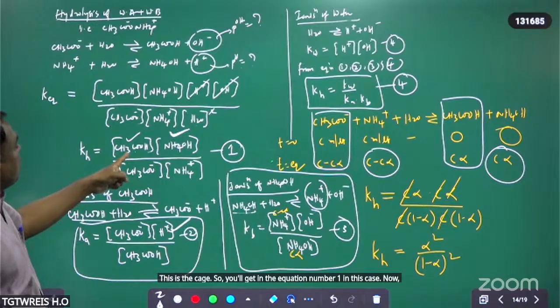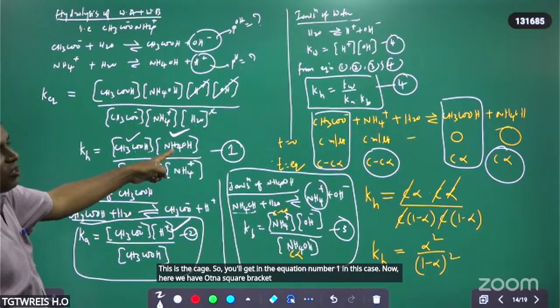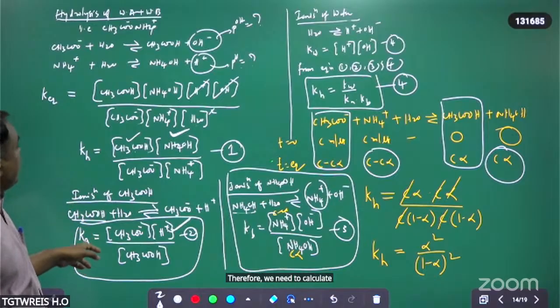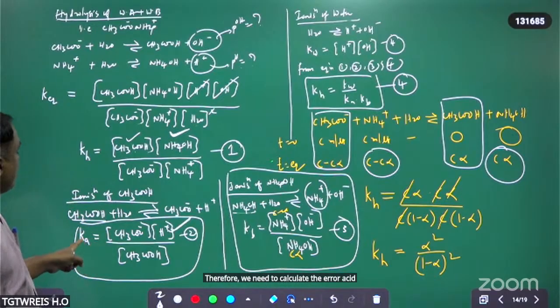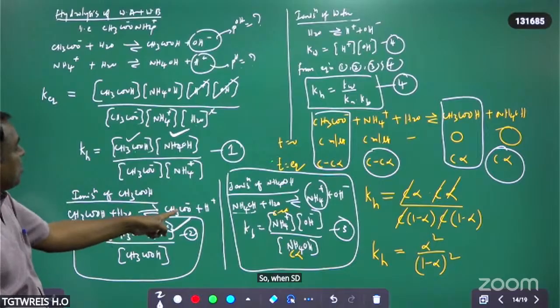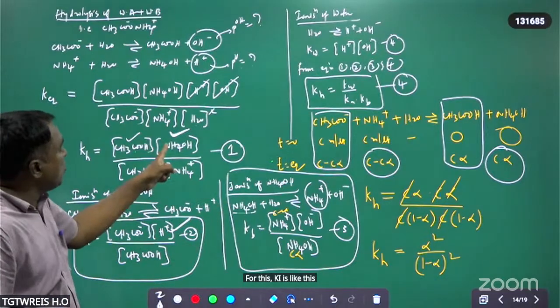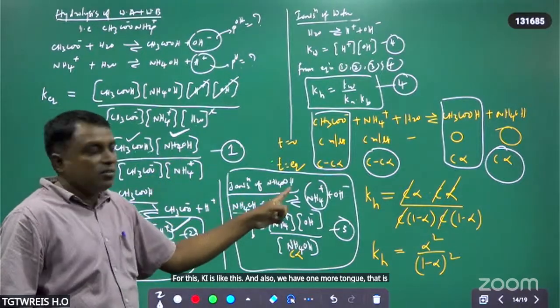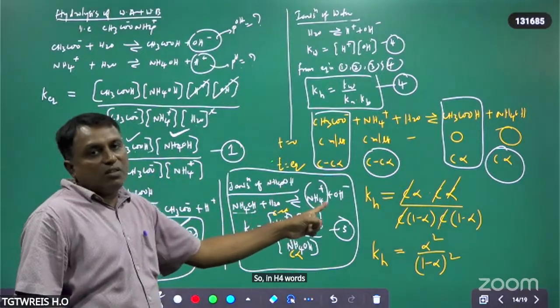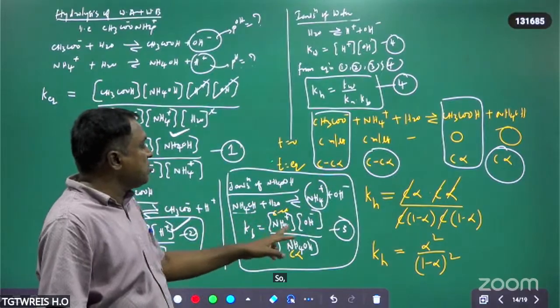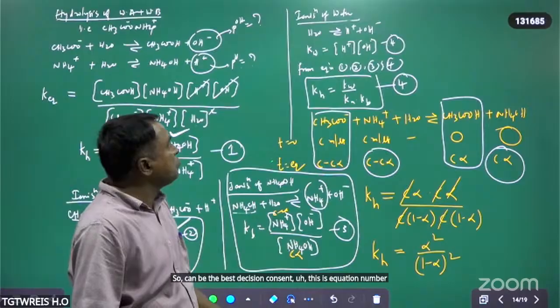Now here we have square bracket acetic acid, square bracket ammonium hydroxide. Therefore, we need to calculate their dissociation constants. When acetic acid dissolves in water, you will get it like this. For this, Ka is like this. And we also have one more term, that is NH4OH. When NH4OH is dissolved in water, you will get NH4 plus and OH minus. So Kb is the base dissociation constant. This is equation number 3.